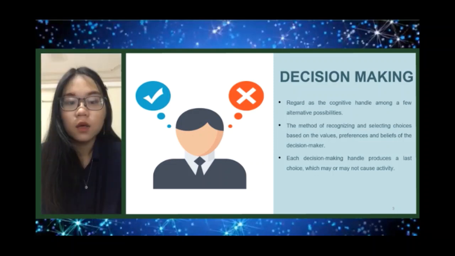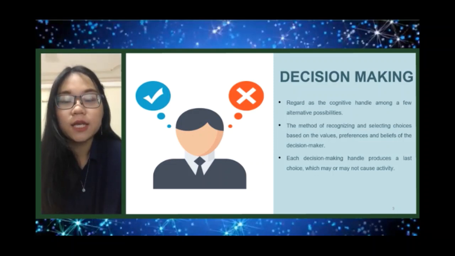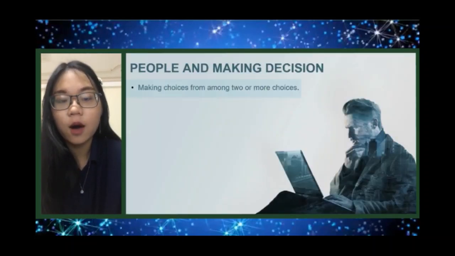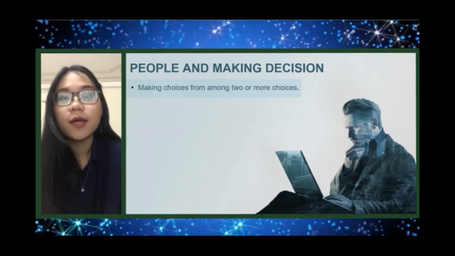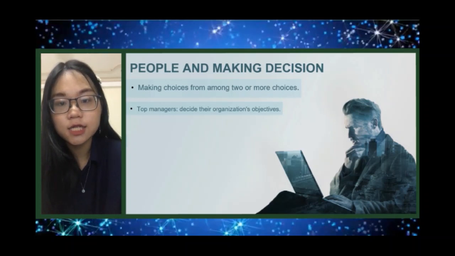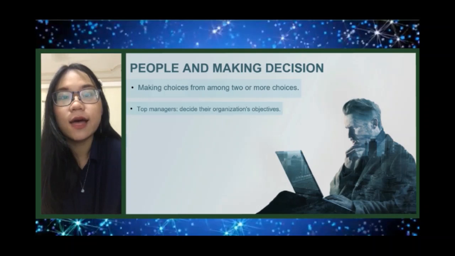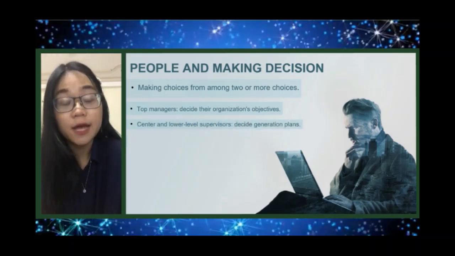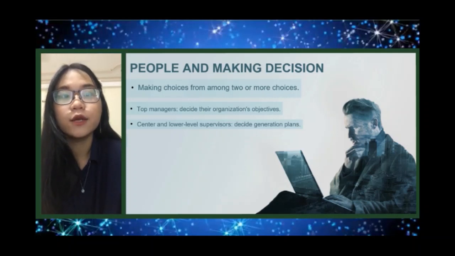And so people in organizations make choices. Thus, they have to make a decision from among two or more possibilities. Top managers, for example, have to decide their organization's objectives, what product or service to offer, and how best to fund operations. Below them are middle and lower-level supervisors. They have to design production plans, select new workers, and decide pay raises.